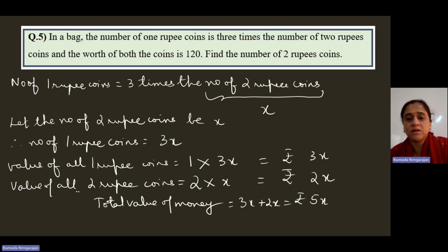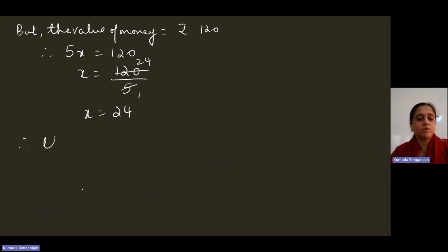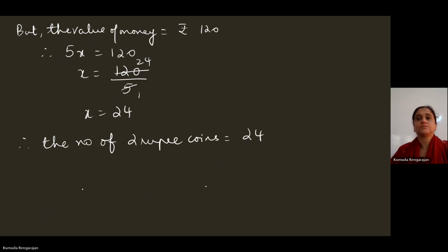So what is x? The number of 2 rupee coins. So therefore, the number of 2 rupee coins is equal to 24. Let's take down this answer. We'll do it again.